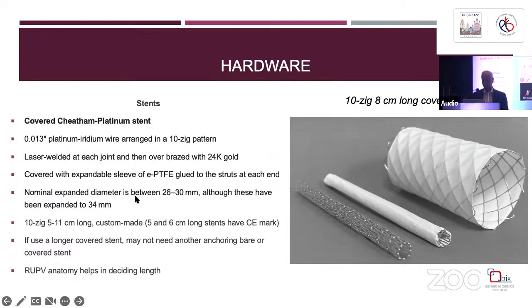The 10-zig ones can be dilated up to between 26 and 30 millimeters, although we've expanded them up to 34 millimeters. The 10-zig custom-made one is available from 5 to 11 centimeter length. So this, if you can get the longer stents, is going to make the procedure that much easier. These 5 and 6 centimeter long ones are available anyway because they are CE marked. But if you use a longer covered stent, then you won't need another anchoring bare or covered stent, but the right upper pulmonary vein anatomy will really help you in deciding the length.